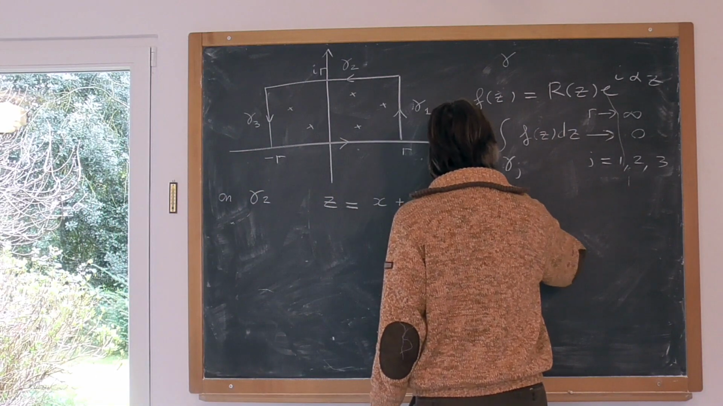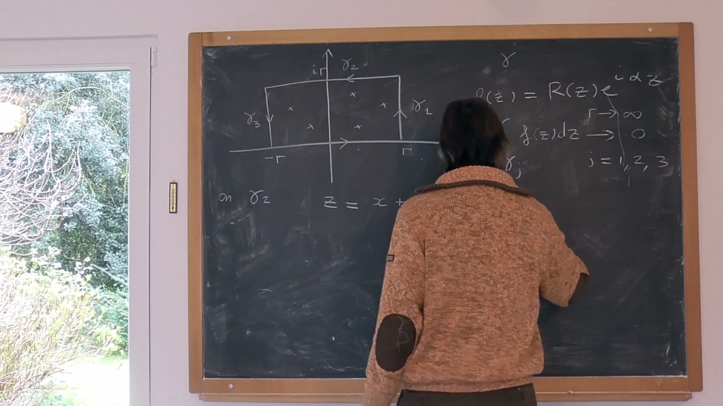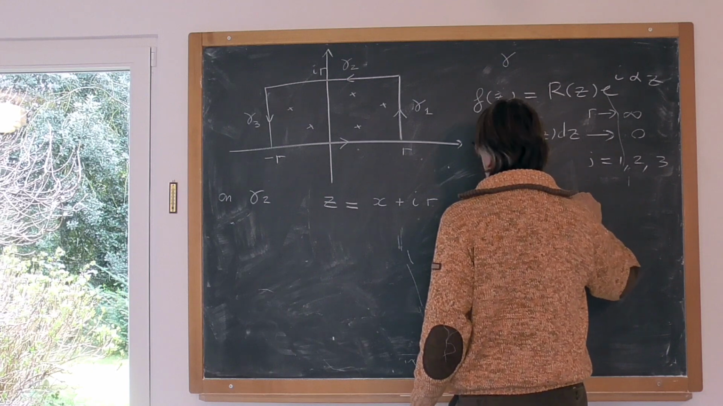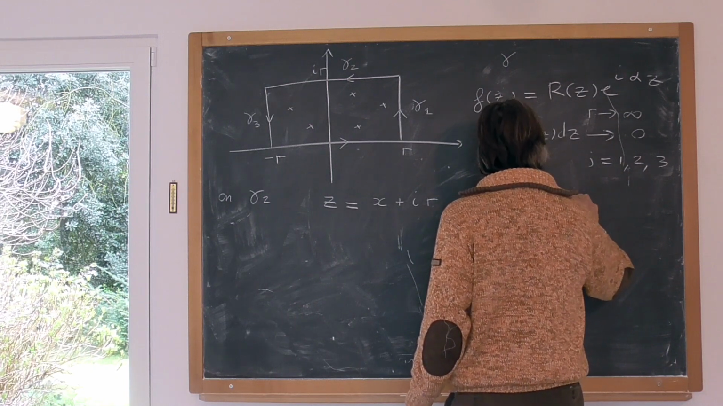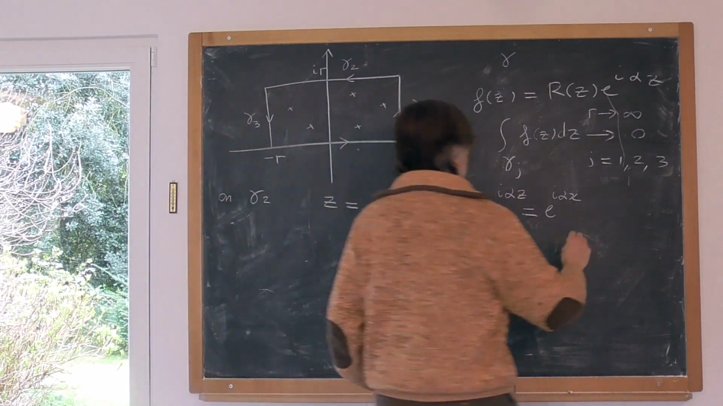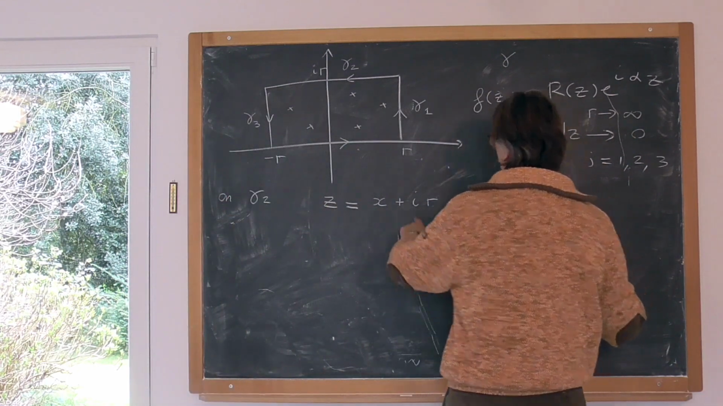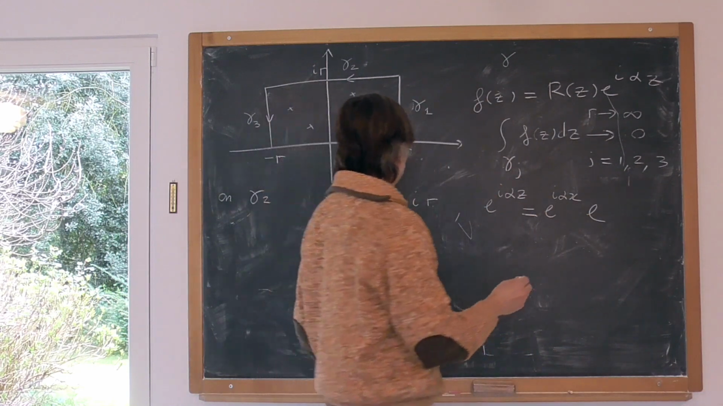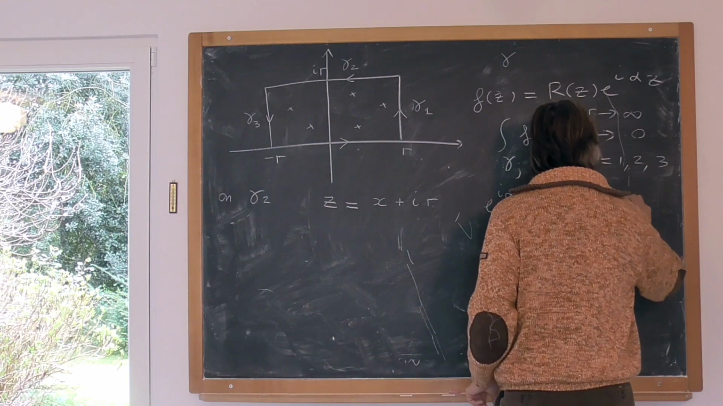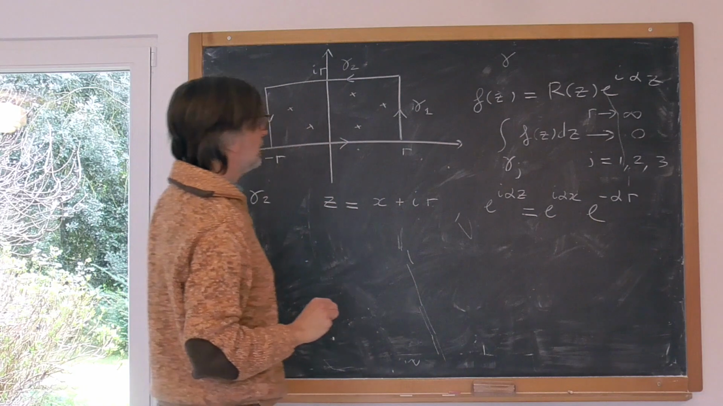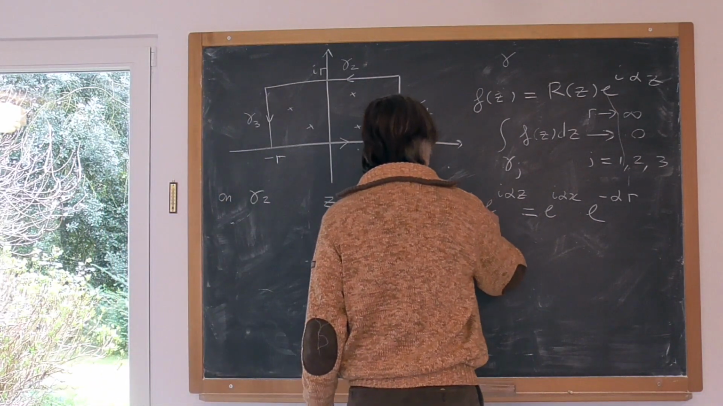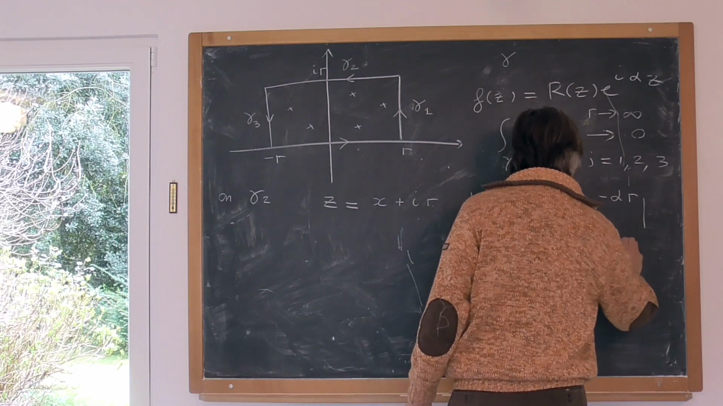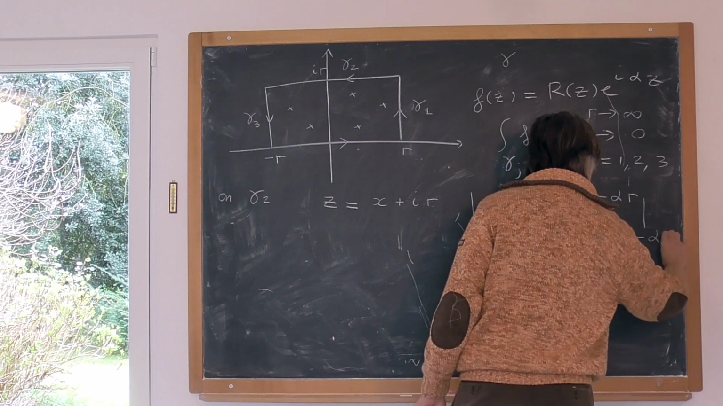e to the I alpha z is e to the I alpha x times e to the I times I, which is minus 1, so minus alpha r. And if we take the absolute value of this quantity, the first factor has absolute value 1, so the absolute value is e to the minus alpha r.